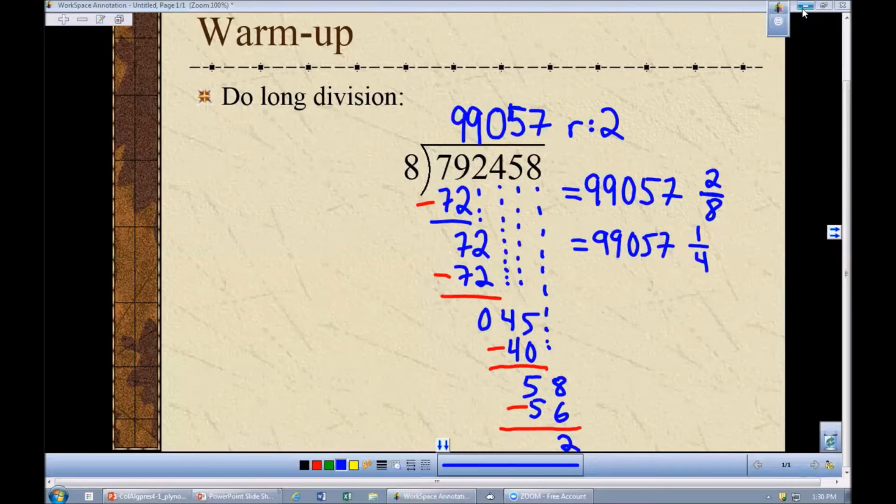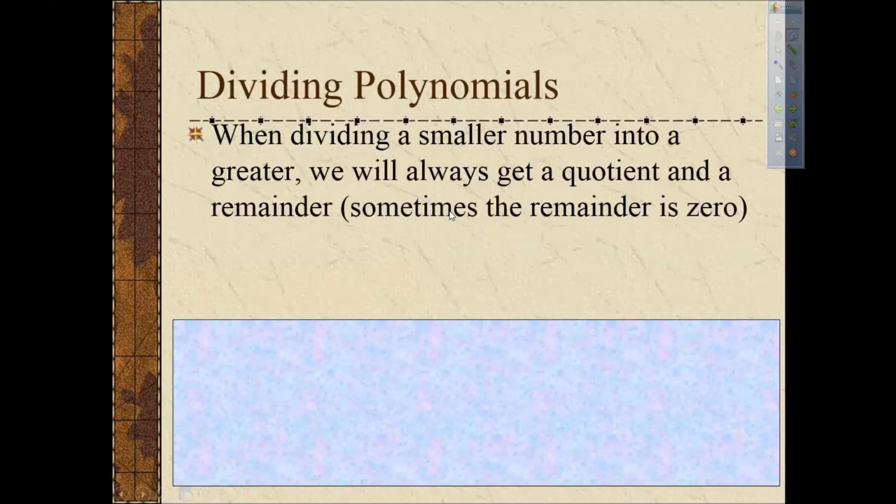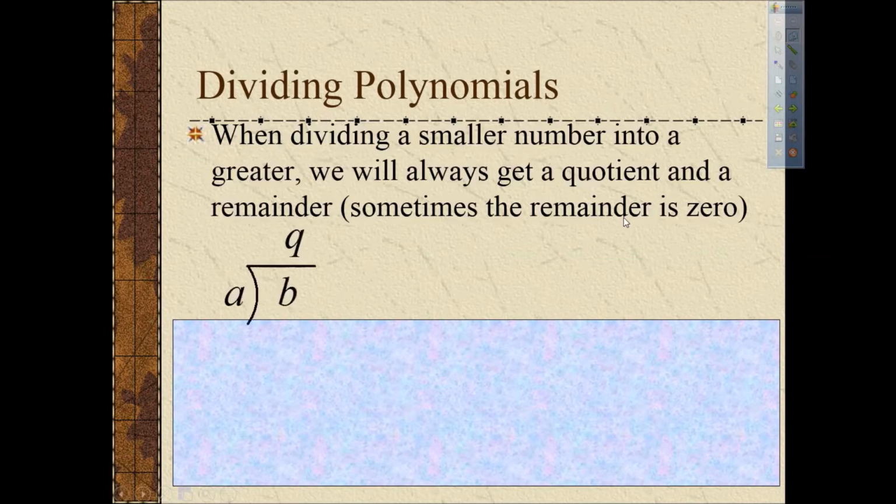So polynomial long division is a process where we're going to divide one polynomial into another. Now, just what we just did, remember, we divided a smaller number into a greater. We always got a quotient and a remainder. Now, sometimes that remainder was 0. We can kind of illustrate that.